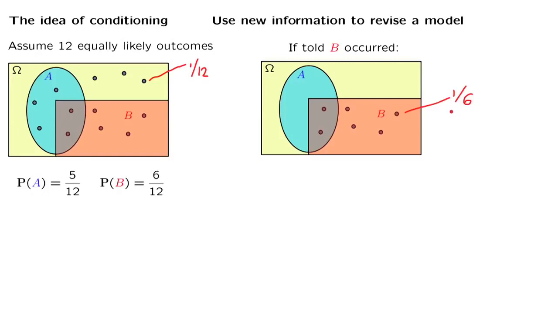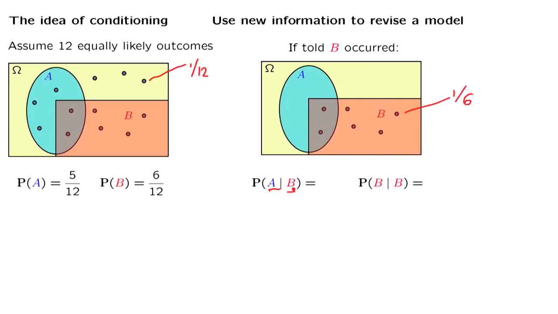And this is our revised model, the conditional probability law. 0 probability to outcomes outside B, and probability 1 over 6 to each one of the outcomes that is inside the event B. Let us write this down mathematically. We will use this notation to describe the conditional probability of an event A, given that some other event B is known to have occurred. We read this expression as probability of A given B.